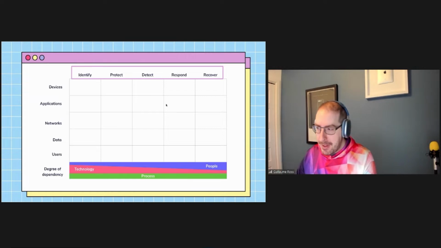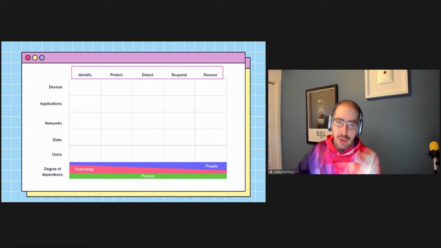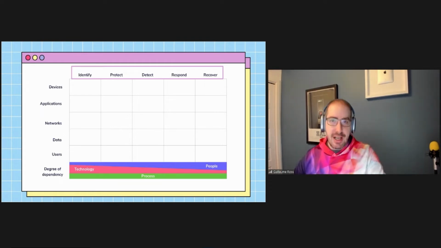So this is the matrix, right? It's super simple. It's got a lot of depth when you start digging into it, but it's really easy to get started, right? So if you see the columns right here, you've got 5 functions. So these are the things that we do in security, right? You identify the things that you have, right? Like, okay, we've got some laptops, we've got some user data, customer data. You want to protect it. You want to detect when something goes wrong.